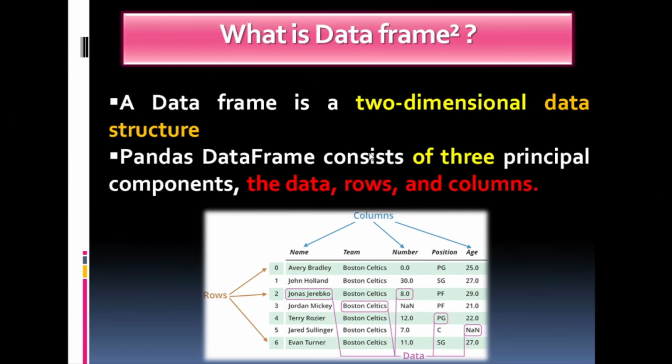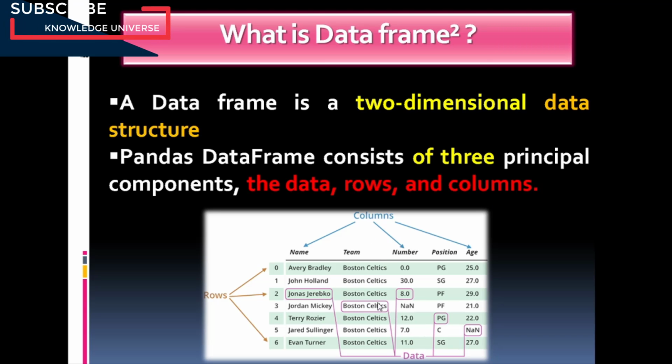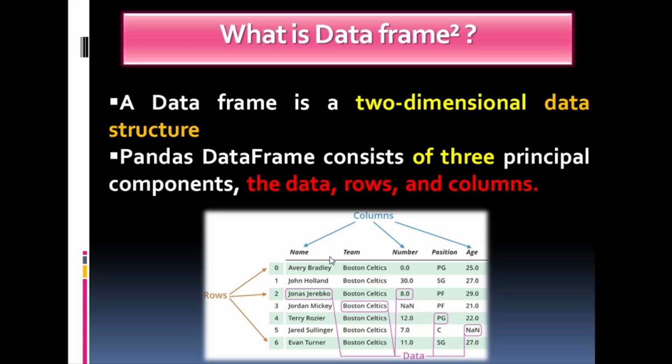So let's start this tutorial by defining what a DataFrame is. A DataFrame is a data structure, especially a two-dimensional data structure. This data structure consists of three principal components. The first component is data, the second is rows, and the third is columns. So here is an example of a DataFrame. Here, for example, I have 6 rows and 5 columns. In the middle here, some examples of data.